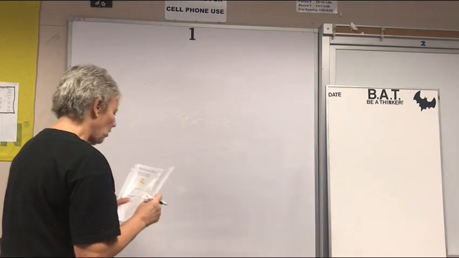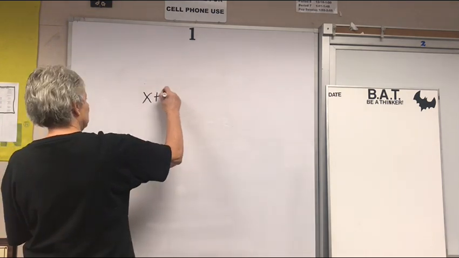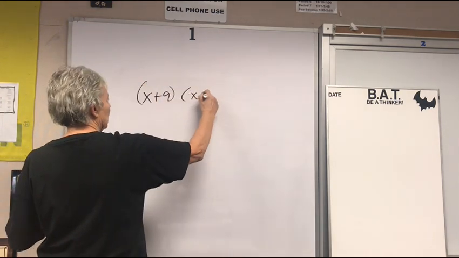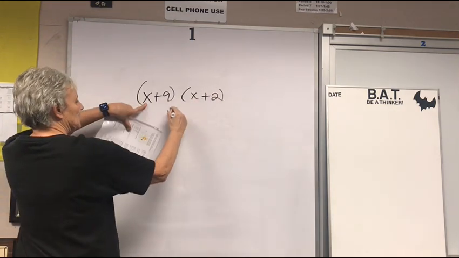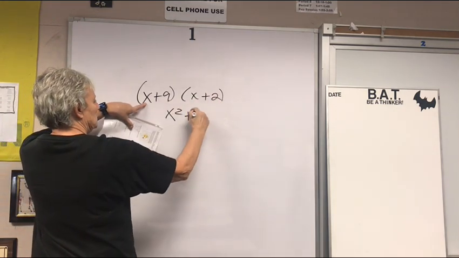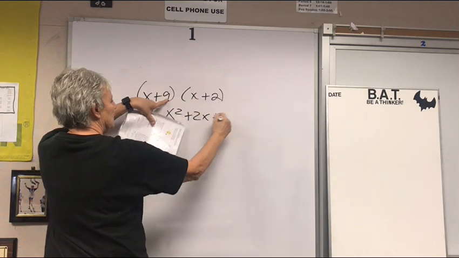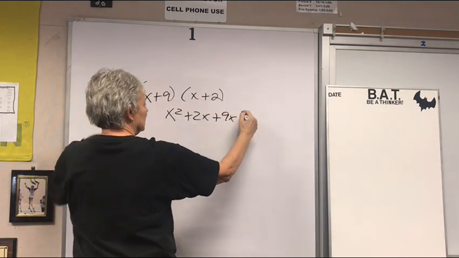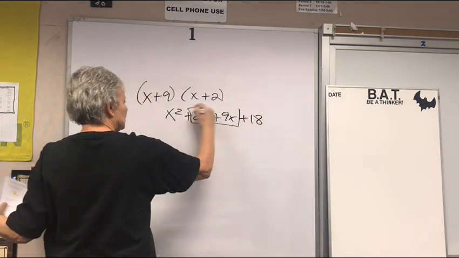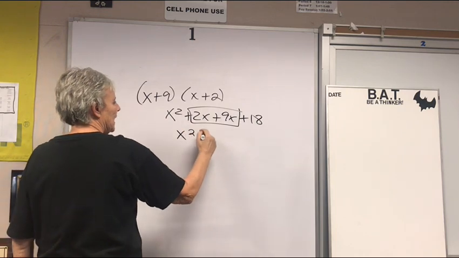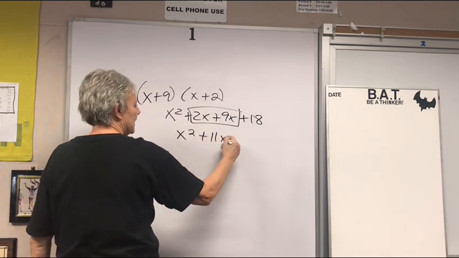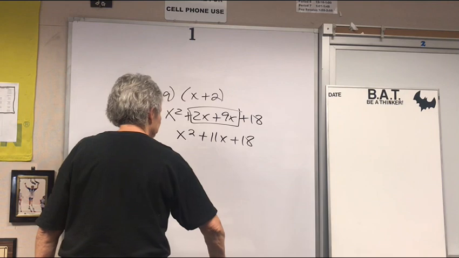Number 12, we are multiplying x plus 9, x plus 2. First, outer, inner, last. Add like terms, final answer, x squared plus 11x plus 18.